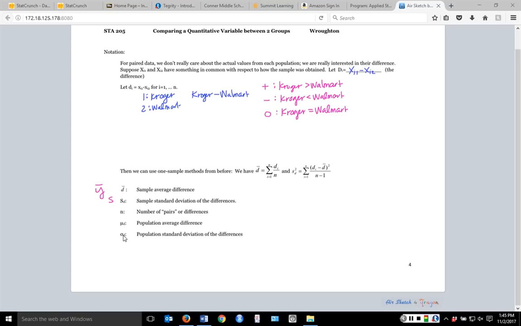Mu D and sigma D are like our population mean difference and our population standard deviation of the differences. The reason that D is there is to emphasize we're not talking about just that quantitative variable in general, but the difference between the two. You'll see me emphasize that with every example we do. In the first example we'll do in class next time, we'll look at that ice cream data set I started with, and we'll interpret everything to see if that helps make sense of what all these symbols really are.